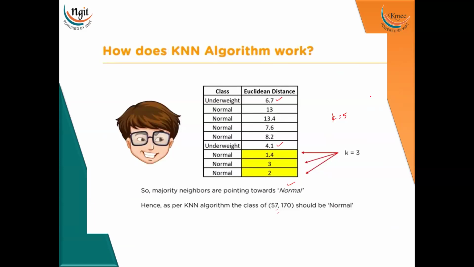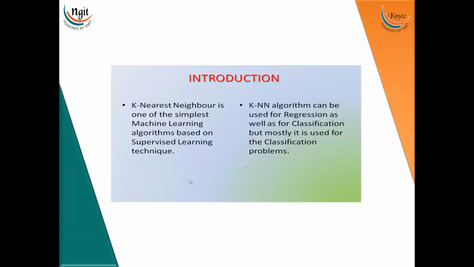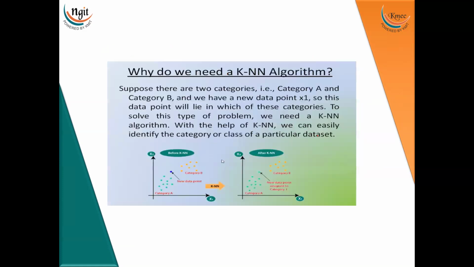In this way, by changing the value of k, taking only odd numbers, we are going to find out which class the new data belongs to. Once again, this is one of the simplest machine learning algorithms based on the supervised learning technique. It is used for classification as well as regression, but mostly used for classification problems. That is one important point.